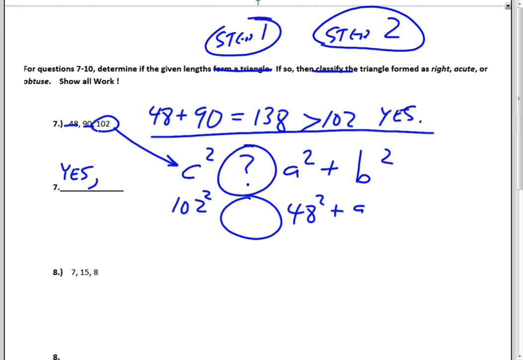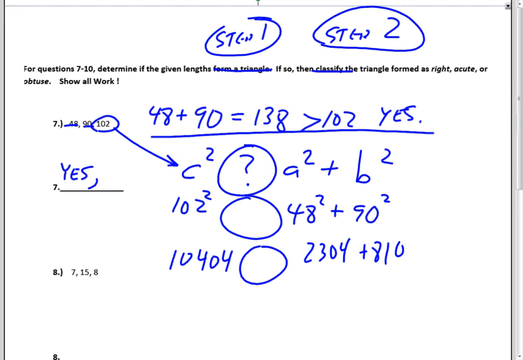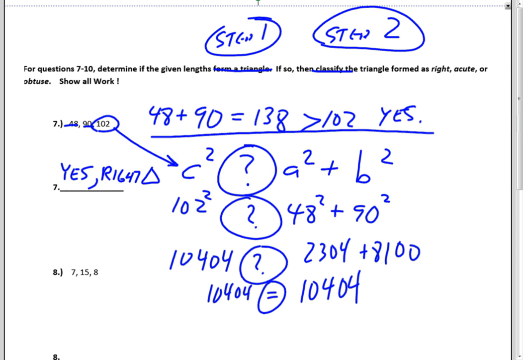I don't know what this is yet. 48 and 90 go here. 10,404. I don't know. And then finally, I get an equal sign. How many people got an equal sign? What does that mean? Right triangle.